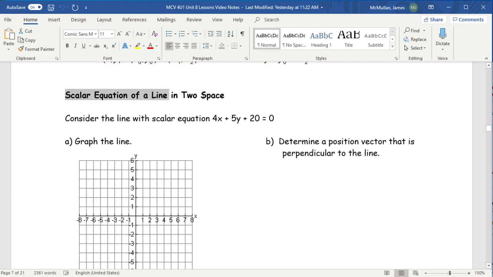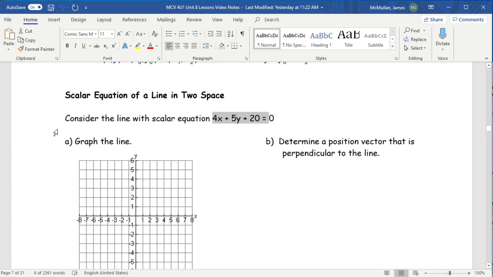All right, so the scalar equation of a line. Now you know this already. The scalar equation of a line is in the form ax plus by plus c equals 0. So it's like y equals mx plus b form, except everything's on one side, and ideally there are no fractions. You've multiplied through until you got rid of all of them.